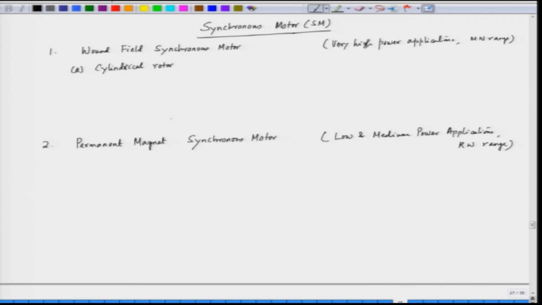In this case the rotor is like a cylinder. We have the conductors placed here in the rotor, and one set of conductors are carrying dot current, the other set of conductors are carrying cross current. So, the net field is in this direction. This is a cylindrical rotor, and the second type of rotor is called a salient pole rotor.